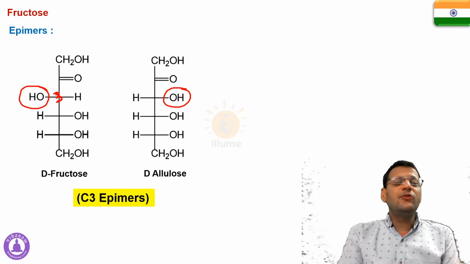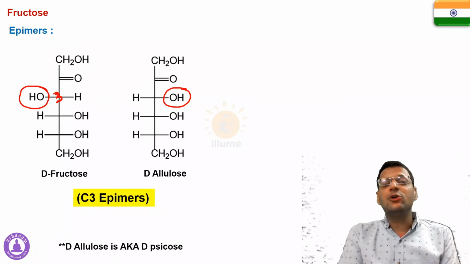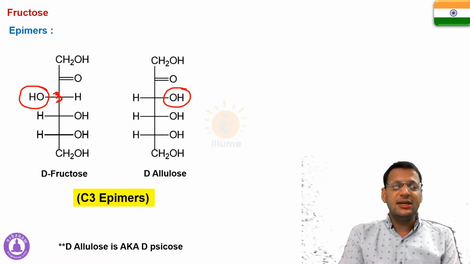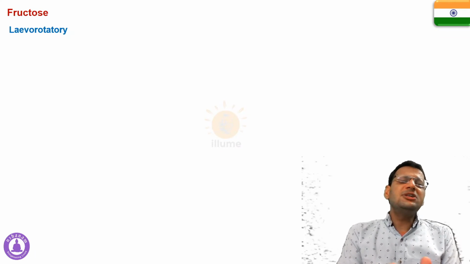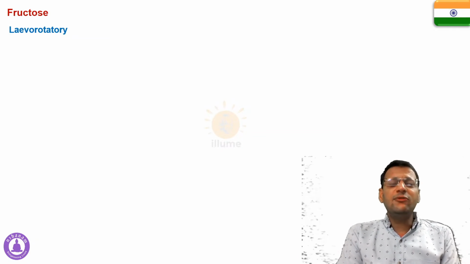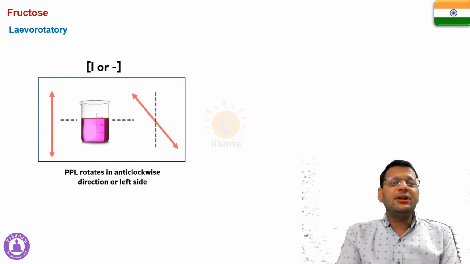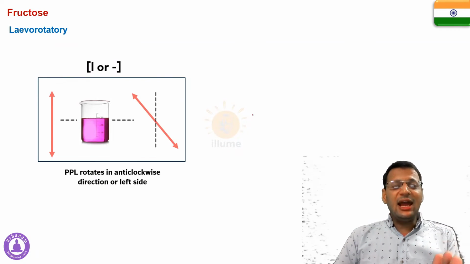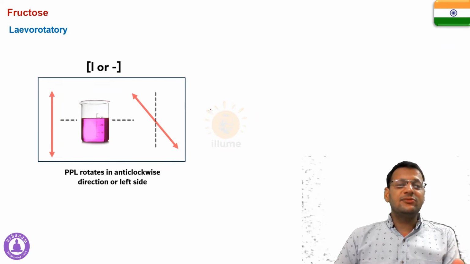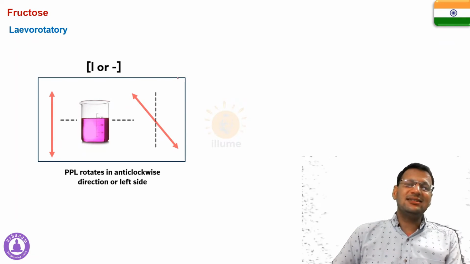In some books you would find allulose mentioned as psicose, so they both are one and the same thing. Now fructose is levorotatory. Now what does levorotatory mean? Levorotatory are those compounds that deviate the angle of the plane polarized light in an anti-clockwise direction.